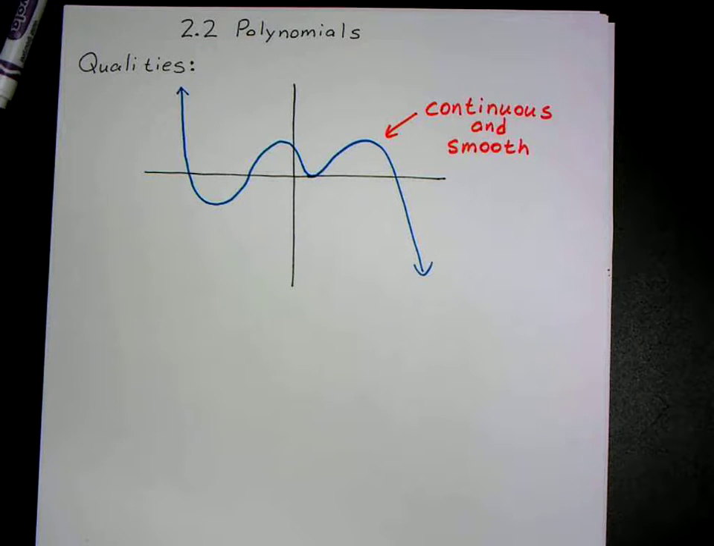Smooth means that you don't have any corners. Absolute value is not smooth, because absolute value has a point. But all polynomials are smooth functions and they are continuous. So that's the first thing.